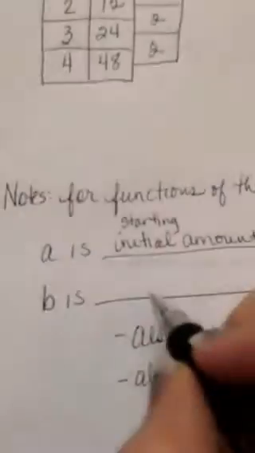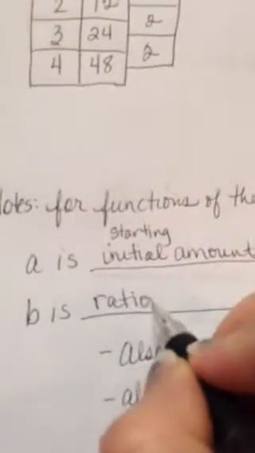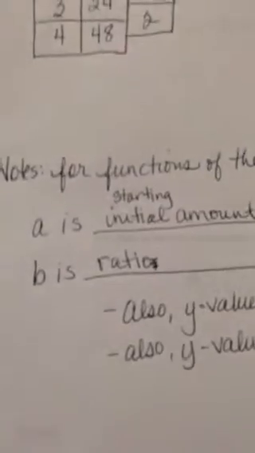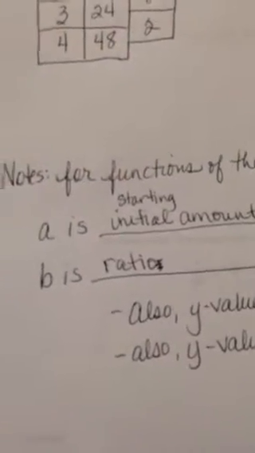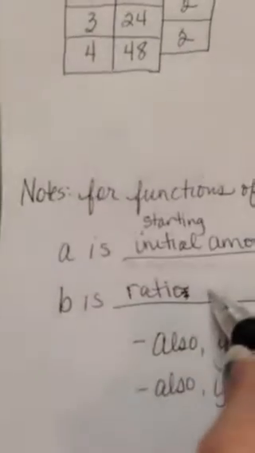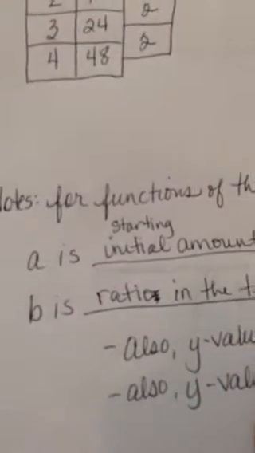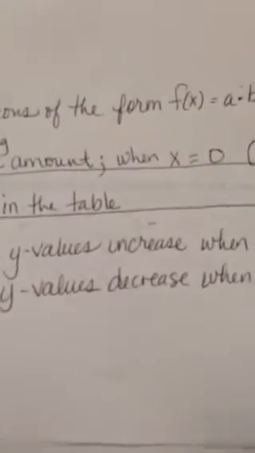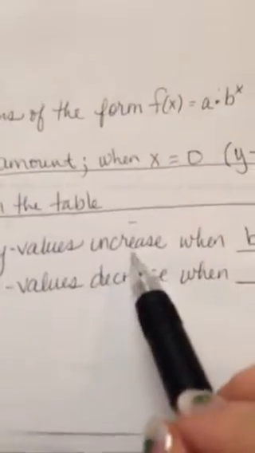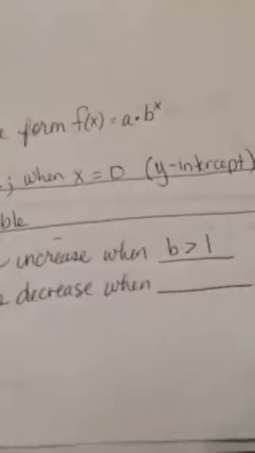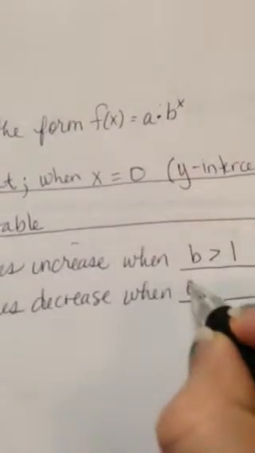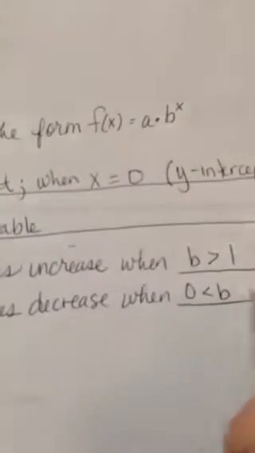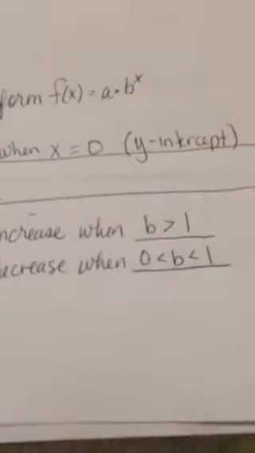B is what? Well, B is the common ratio between consecutive terms in the table. But I think we can get away with just saying the ratio in the table. Okay? Now, y values will increase when B is greater than 1. That's when y values will increase. So when will y values decrease? Y values will decrease when the value of B is between 0 and 1. Okay?